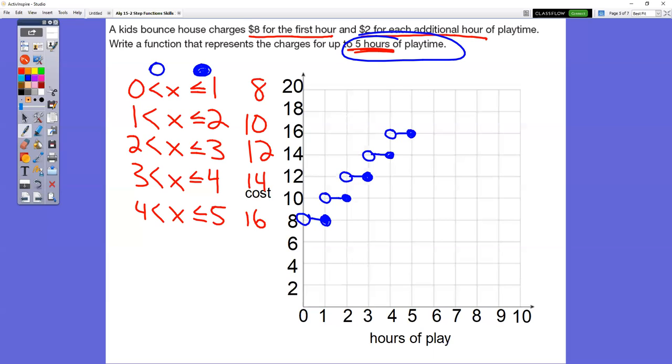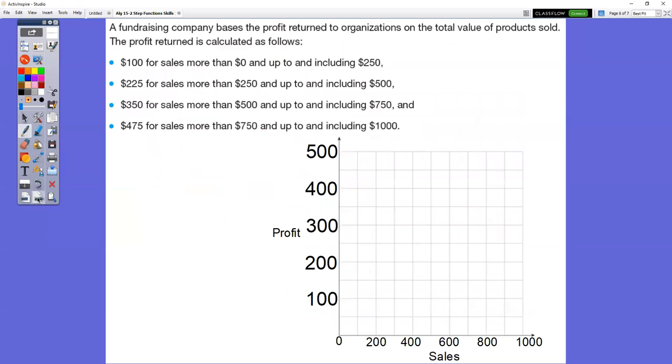Questions so far? Take a look at the next one. Try this next one on your own, please. See if you can do it. See what you think it would look like.